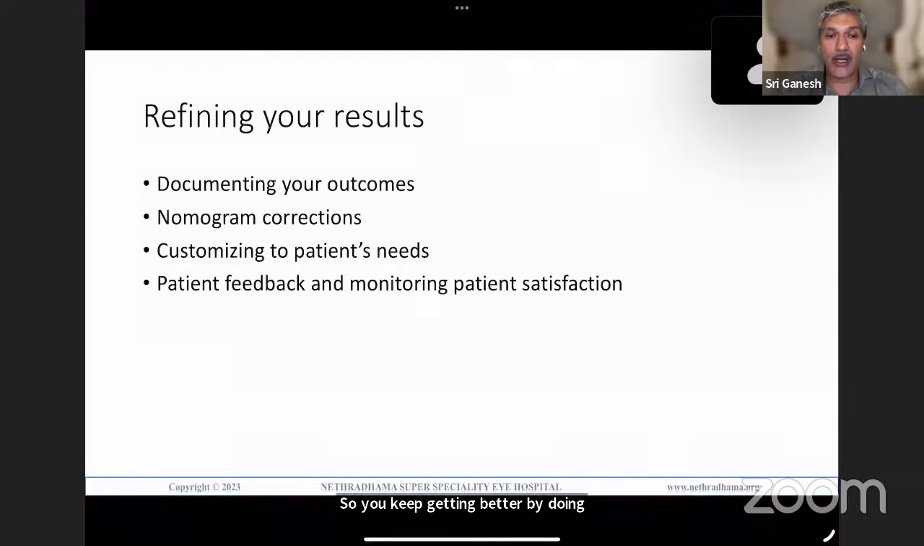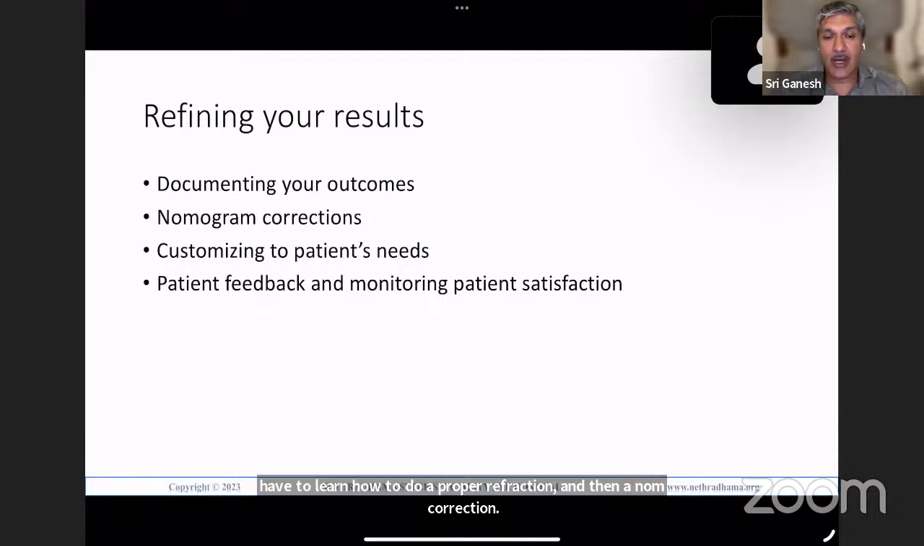You know whether you're undercorrecting or overcorrecting. Some lasers are hot, some lasers are cold. So inherently, they can cause a little bit of overcorrection or undercorrection. Also, how you refract. If you're not pushing plus, then you can have overcorrections, and this is something that you have to learn, how to do a proper refraction, and then a nomogram correction will further refine your results. You can have a percentage nomogram correction, and that would probably give you like 80% of the benefit.